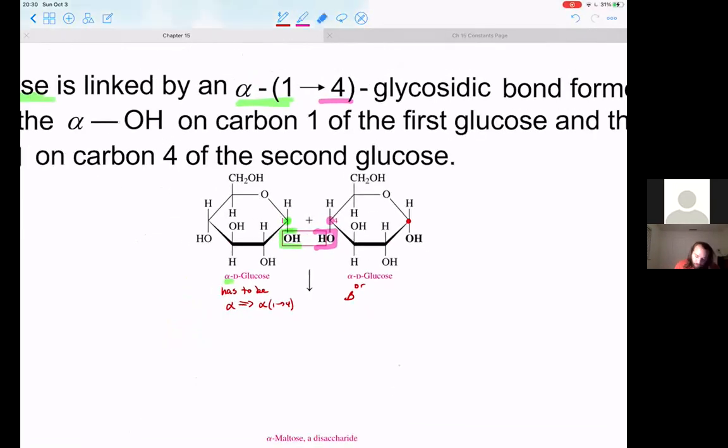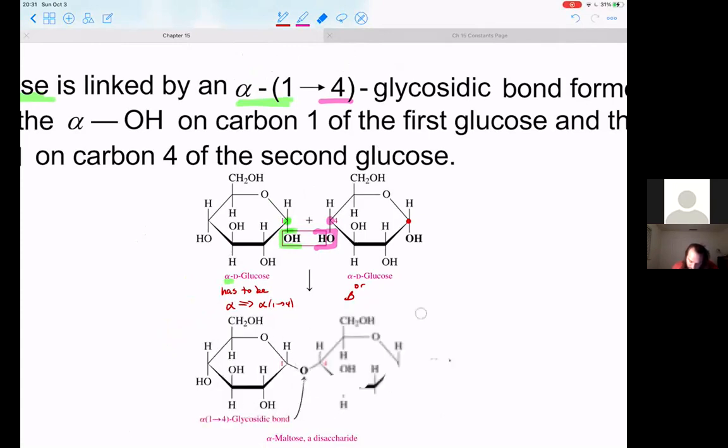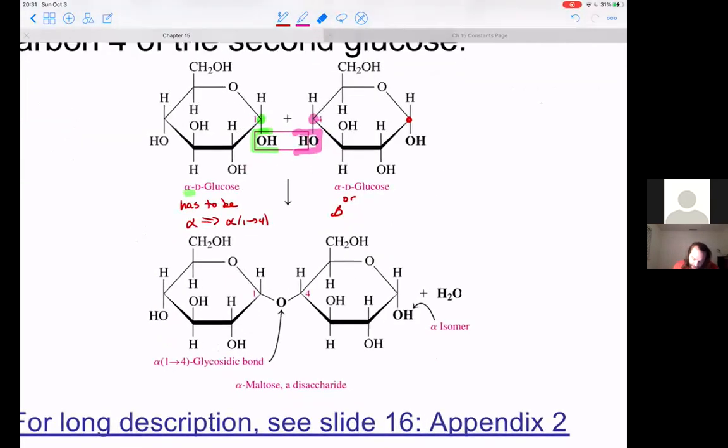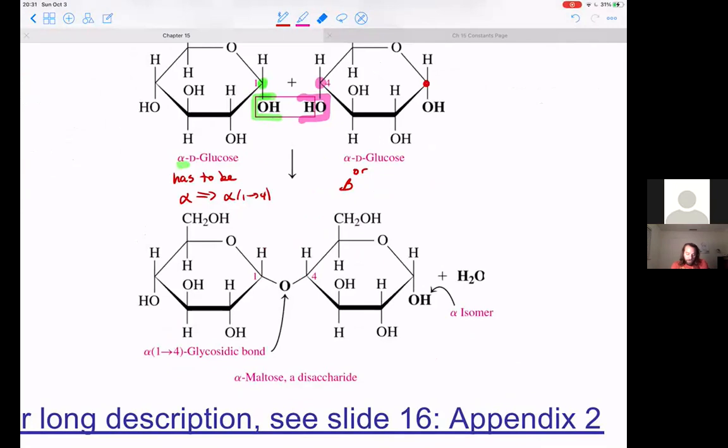So these two will form one of those glycosidic bonds, which again, if we were in organic chemistry, we would just call an ether. But here we're going to call it a glycosidic bond, okay? And again, this would be now alpha maltose, which is this disaccharide, characterized by this alpha 1,4 glycosidic bond, which means that our anomeric carbon is in the alpha position, and the other side of that bond, the 4, is because it's the 4th carbon on that second monosaccharide.